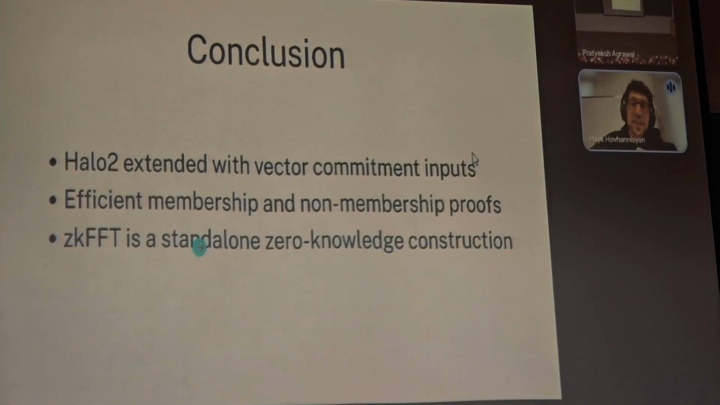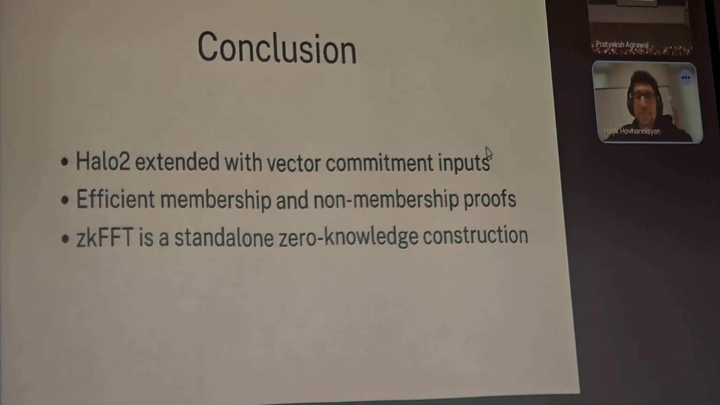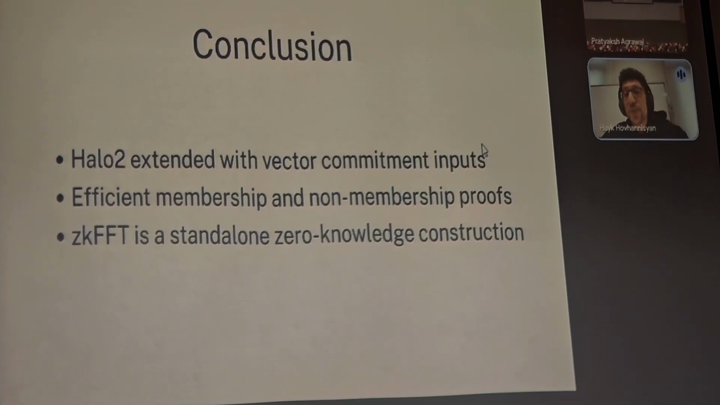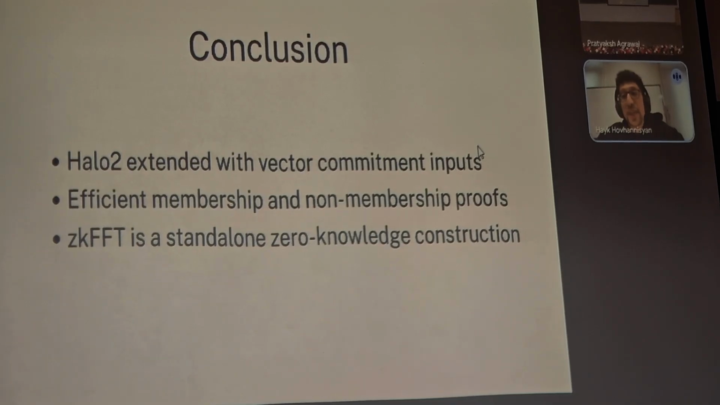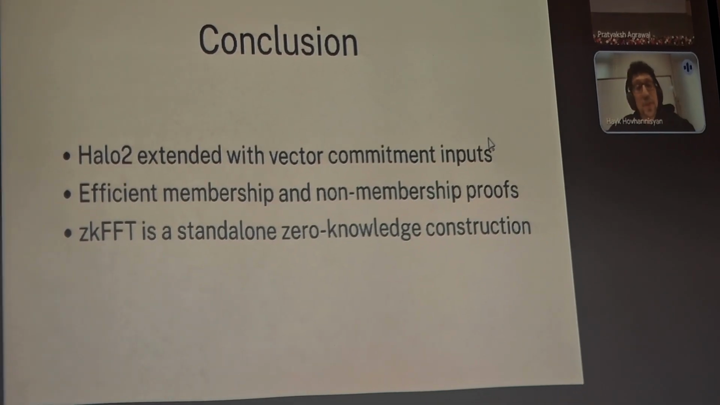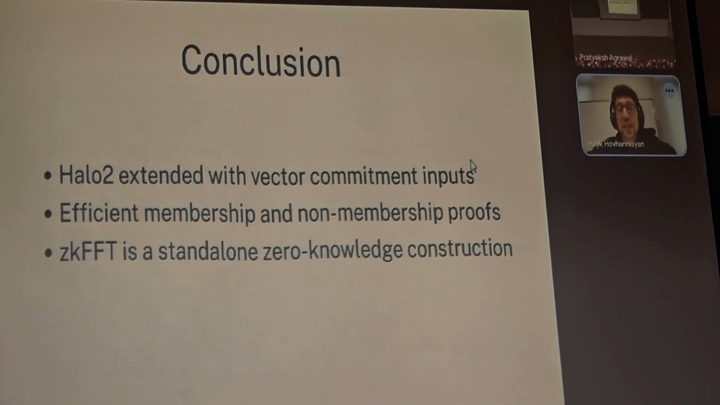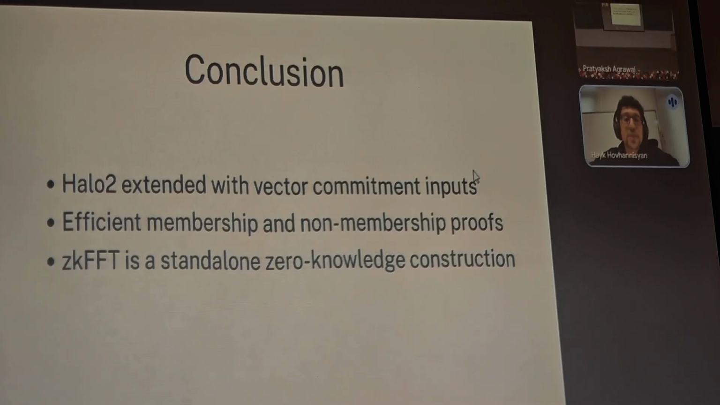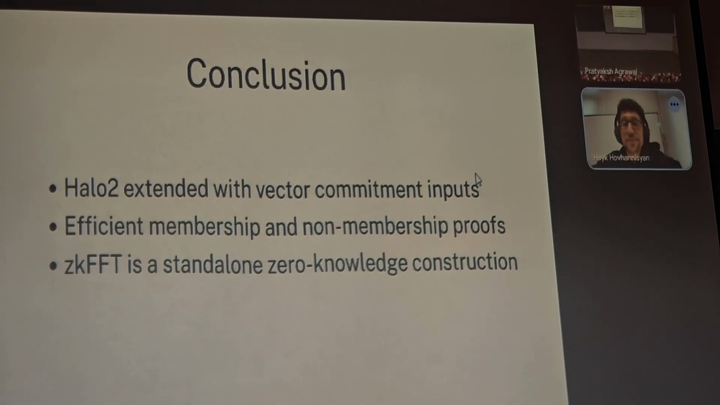To give you some idea of what our paper does, it makes 3 contributions. First, we extended Halo2 to support vector commitments. It may be useful for other problems, not necessarily the one here. Second, we show that it's indeed possible to make Caterpillars with Halo2, so it's indeed possible to make even more efficient membership and non-membership proofs than the original ones.